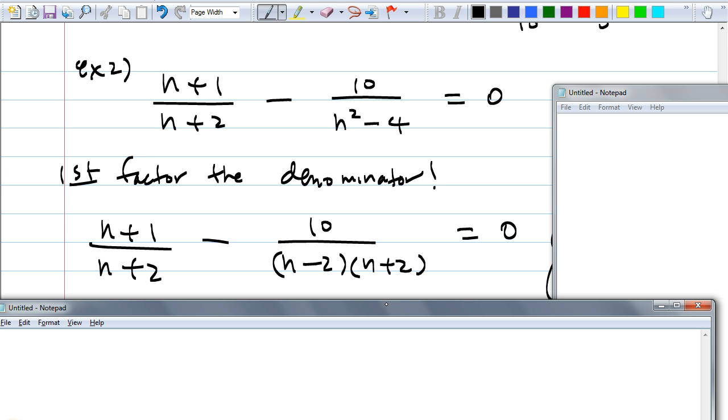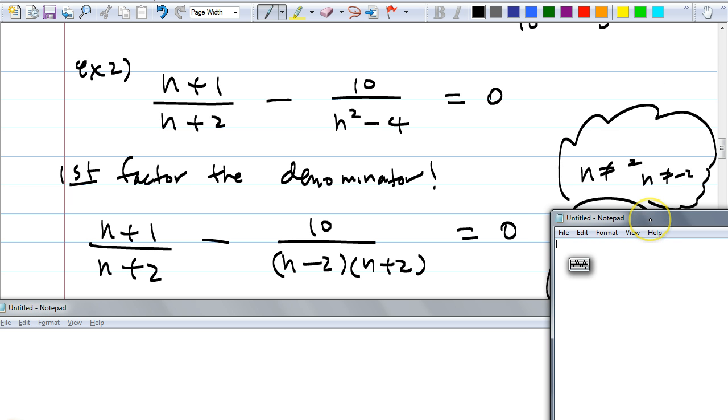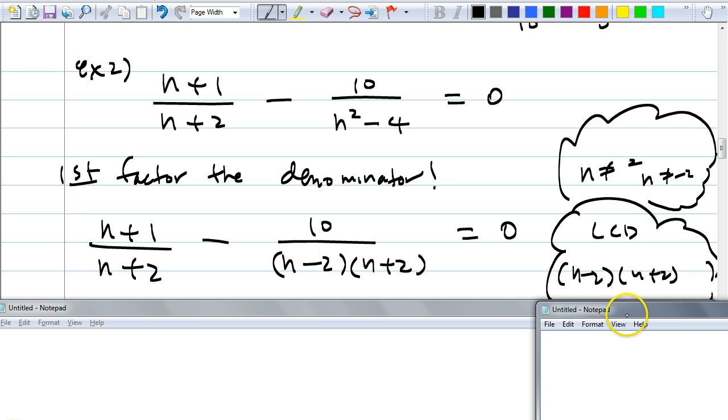Emily? Is that it? Negative 2 only? Yeah, there are 2 restrictions for this. N can't be 2 or n can't be negative 2. Right, Lara? And what is our LCD, Lara? Yeah, n plus 2, n minus 2. Now that we've factored our denominators, it's basically the product of all the unique factors with the highest exponent. Well, all the exponents are 1. So you're right. It's n minus 2 and n plus 2.